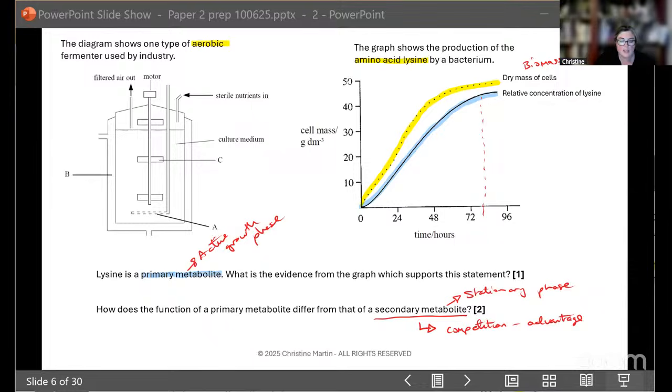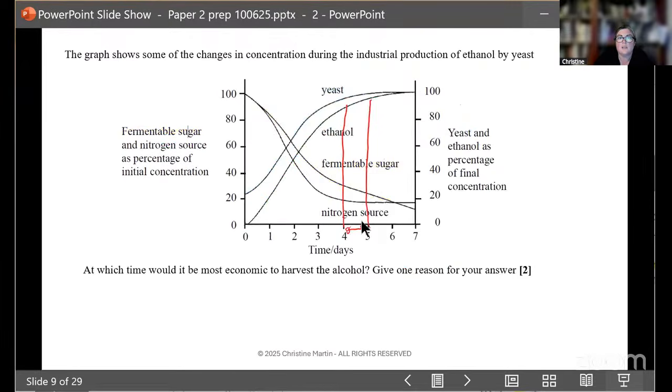Okay, coming back to the question that we were just on, which was this one. At what time would it be most economical? Between days 4 and 5, because actually after that you're plateauing off, so you're not going to get any more ethanol. So therefore, you want to harvest between days 4 and 5. So do make sure that when you're doing these sorts of questions, you are looking at the information that's been given to you.